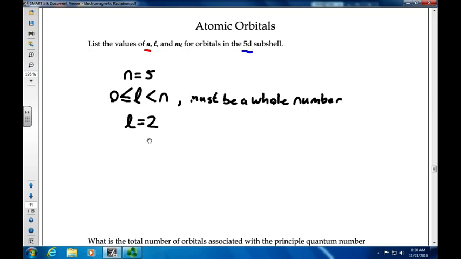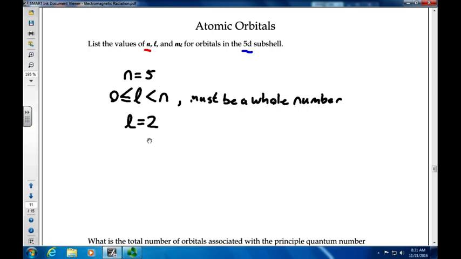The next thing we're looking for is m sub l, our magnetic quantum number. Note that the question asks us to find all the values for orbitals in the 5d subshell. That means they want us to find multiple orbitals, and you can conceive of m sub l as being your orbitals, whereas l is your subshell, n is your shell, and m sub l would be your orbital.